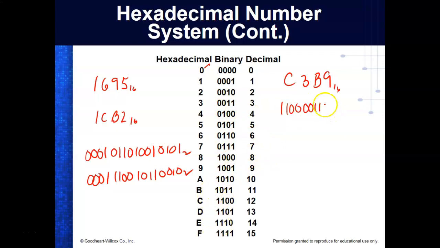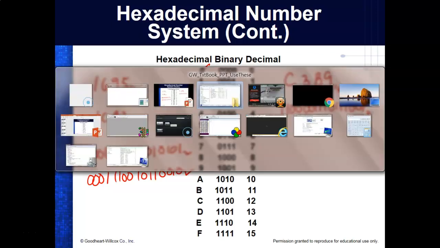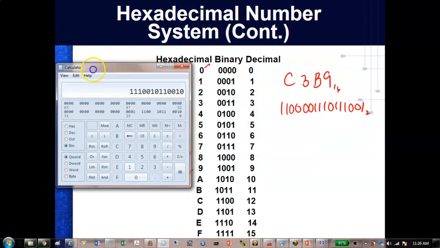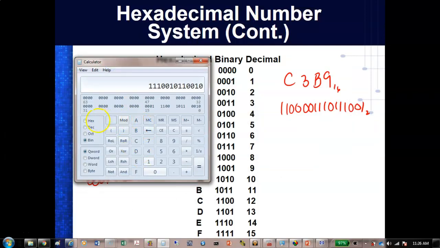0011. B would be 1011, and 9 would be 1010. That'd be base 2. So I'm gonna come over here and bring up this calculator that I paid a lot of money for, and I'm gonna say, okay, I'm gonna put it in hex, and I'm gonna go C3B9, and then I'm going to convert it to binary. It's already done it down here, by the way. And what do you notice? They're exactly the same.